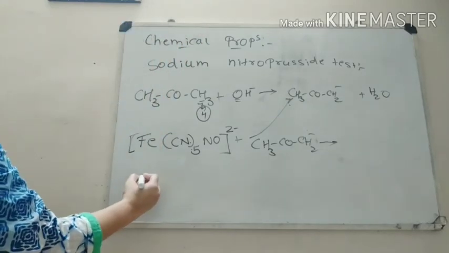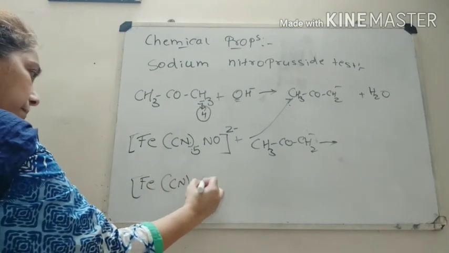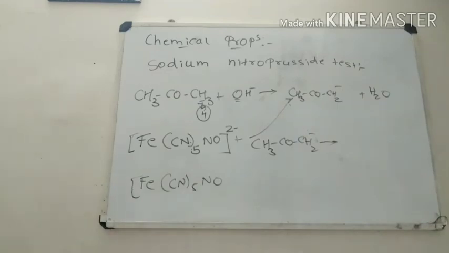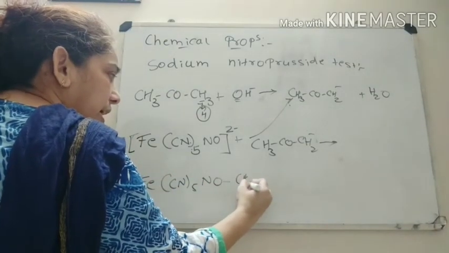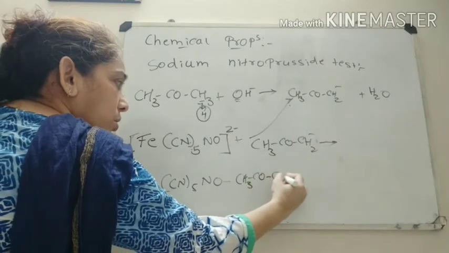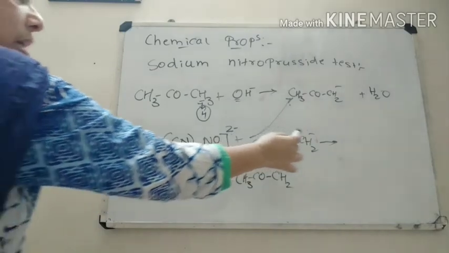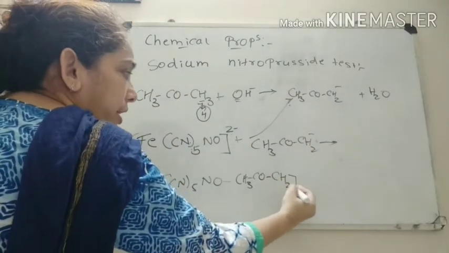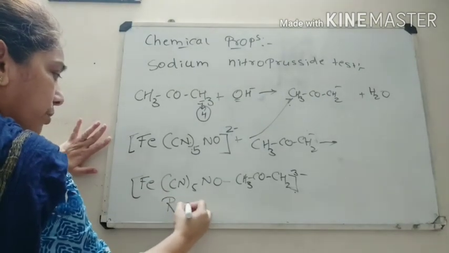So we have to write it in this way: Fe(CN)5NO combined with CH3COCH2. Now how many charges are there? 2 minus and 1 minus, so it is 3 minus charges. This gives the red coloration.